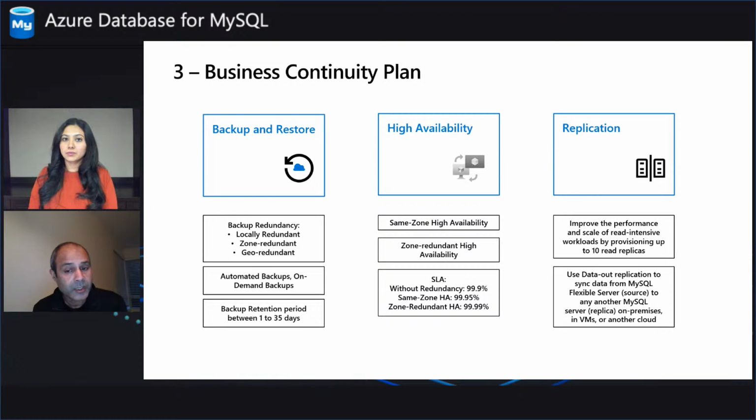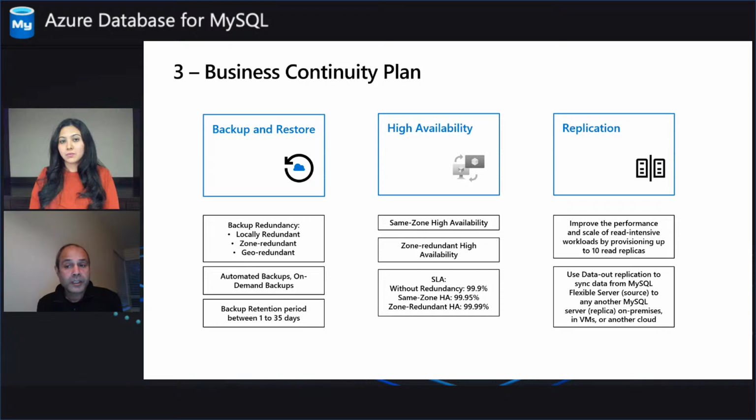The service level agreement really depends on the provisioning status. If it's a non-HA configuration, then we support up to 99.9% uptime SLA, 99.95% with same zone HA, and 99.99%, or 4 nines, with zone redundant high availability.